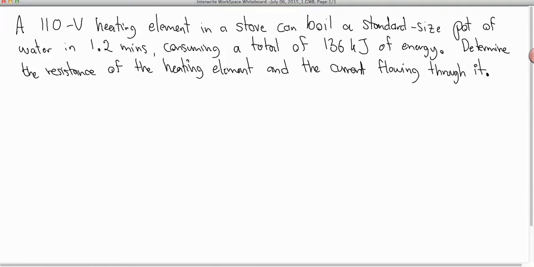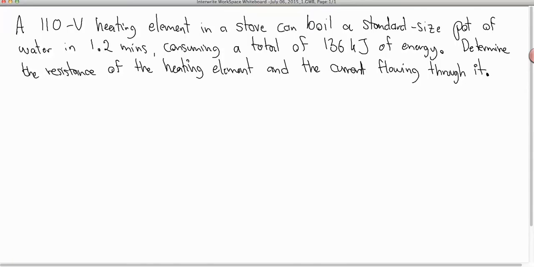So this problem is going to help us understand a little bit of Ohm's law and the concept of power. Let's suppose that we have a 110 volt heating element in a stove, and this element can boil a standard size pot of water in 1.2 minutes. Let's assume that this consumes a total of 136 kilojoules of energy. So the question is, determine the resistance of the heating element and the current flowing through it.